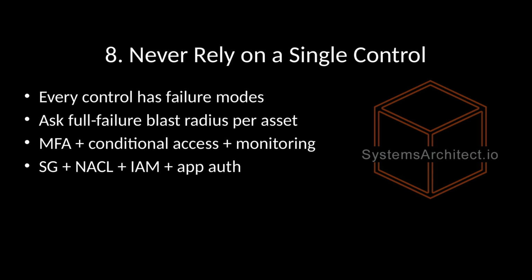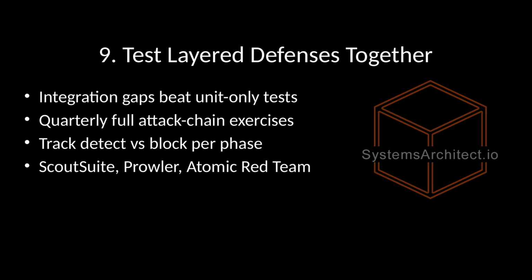Pair security groups with NACLs and IAM. Pair NSGs with Azure Firewall, conditional access, and PIM, Privileged Identity Management, a system for granting and auditing time-limited elevated access. Pair VPC firewalls with org policies, IAM conditions, and service controls. Ninth, test layered defenses together.